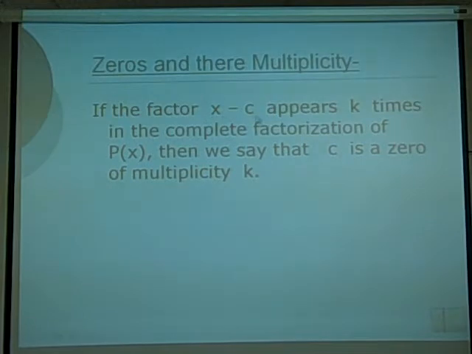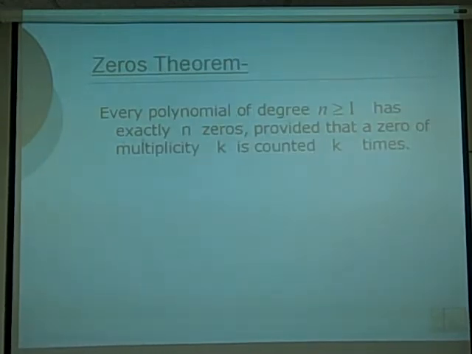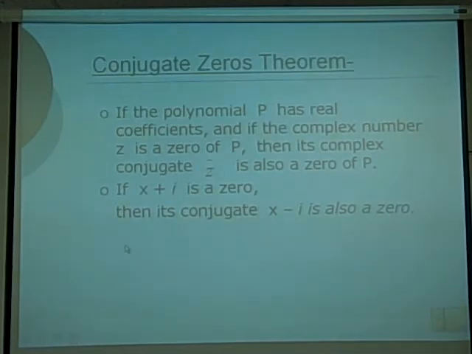And if a factor, x minus c, appears k number of times, let's say we have an x minus 2, and then we have x minus 2 again, our 0 would be 2 with a multiplicity of 2. We can say that c is a 0 with a multiplicity of, in this case, k. Zeros theorem: every polynomial with degree greater than 1 has exactly n zeros, provided that a 0 with multiplicity k is counted k times. We're not going to use that one too much. The conjugate zeros.